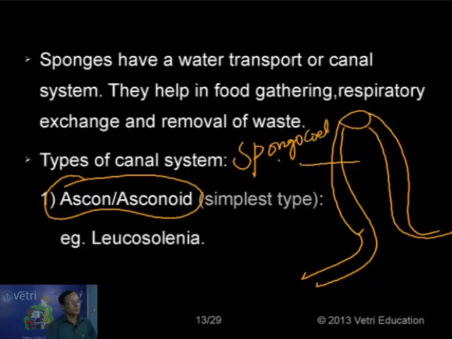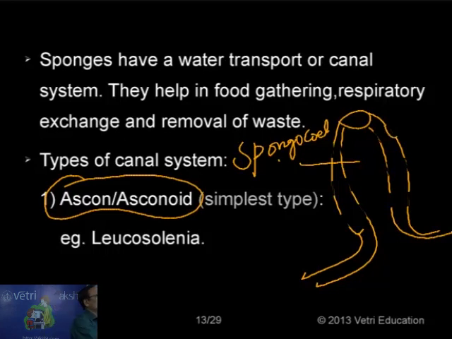This is the sponge. Now, on the wall, small openings are formed. That is why the group is called Porifera. The meaning is perforated body wall animals, having a body wall perforated by small holes. That's why the name Porifera is given.